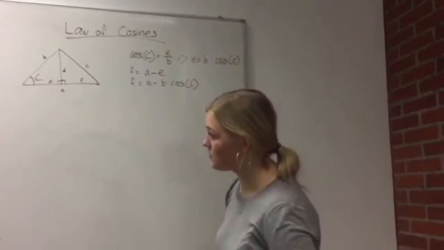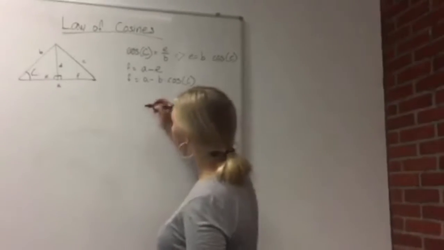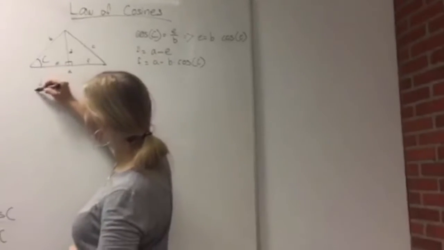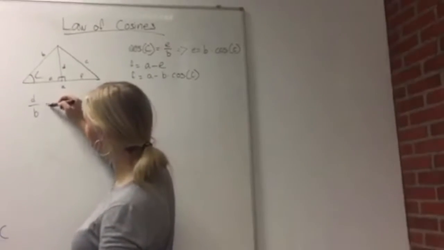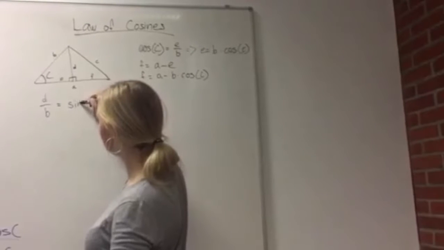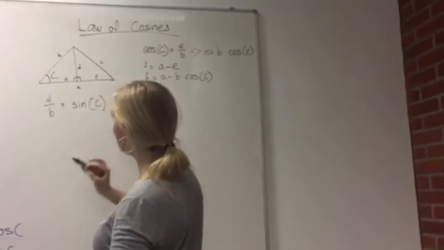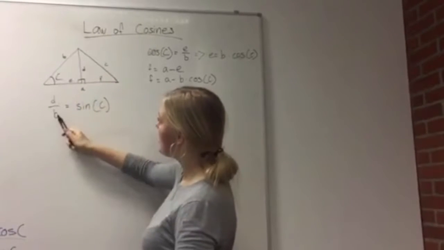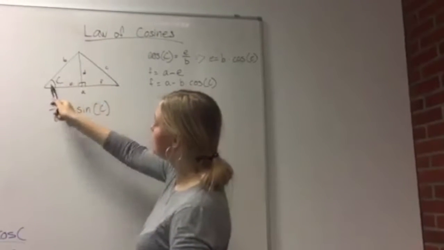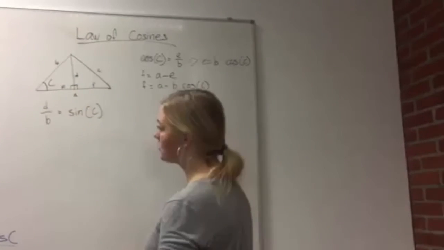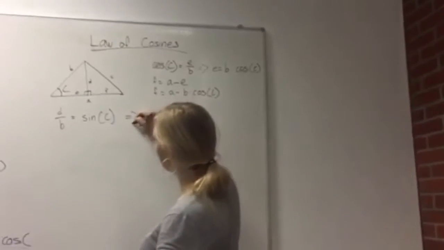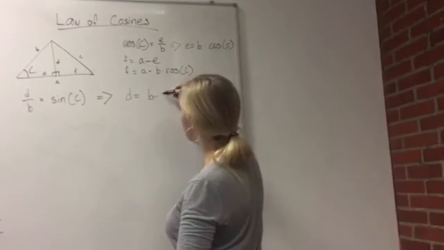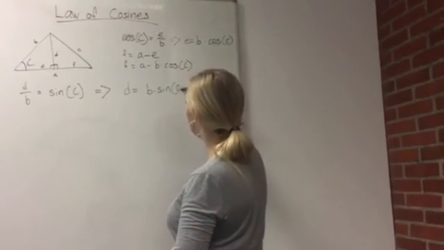Great. So we also know that D over B is equal to sine of C, because D is the opposite of C and B is the hypotenuse. Good. So therefore we also know that D is equal to B times sine of C.